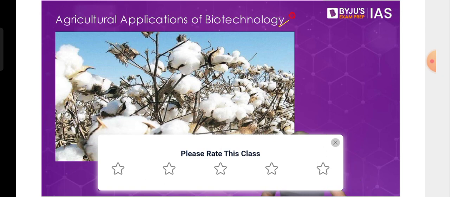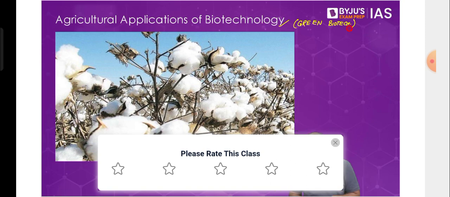Now, in case of agricultural applications, after red biotechnology, if there is any branch of biotechnology which is very significant, it is agriculture. It is green biotechnology. When it comes to green biotechnology, the application is in agriculture. This crop that you see in this picture has been one of the most successful examples of biotechnology applications in agriculture.